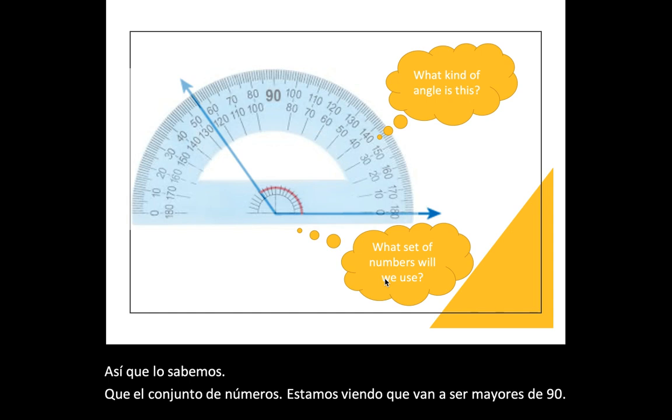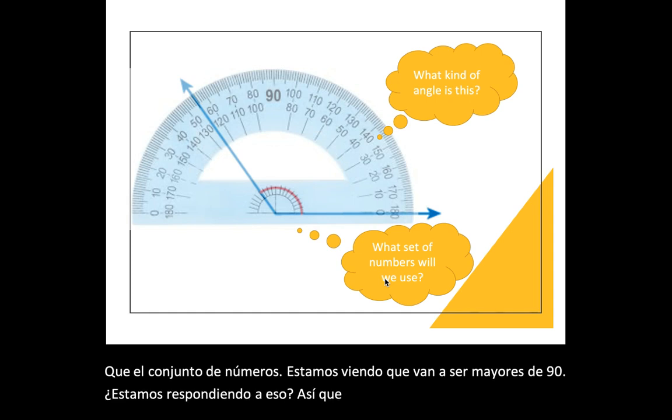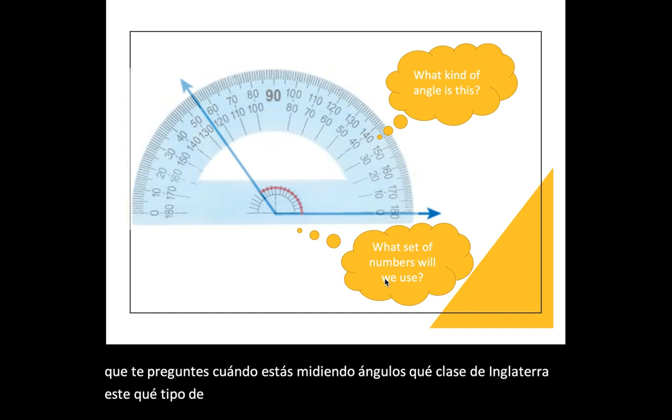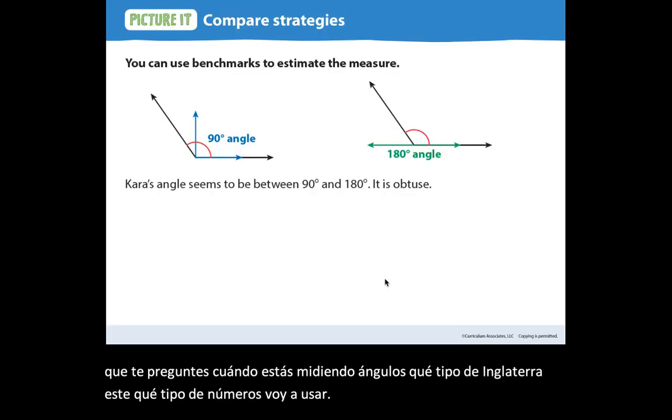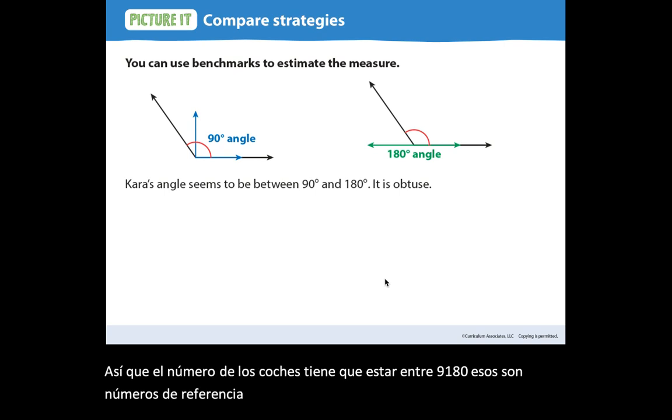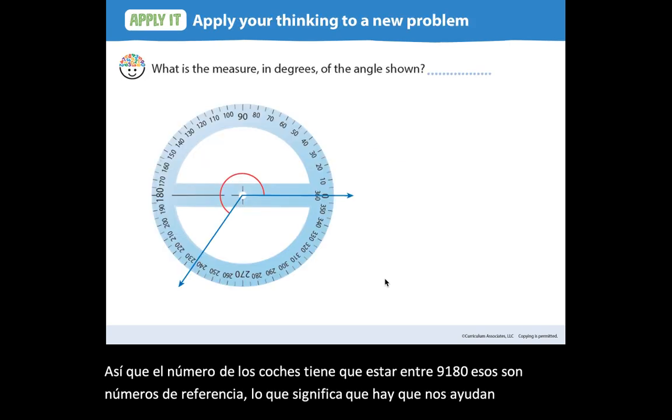Oh, we just answered that. So these are the two questions I want you to ask yourself when you are measuring angles. What kind of angle is this? So what set of numbers will I use? So Kara's number has to be between 90 and 180. Those are benchmark numbers, meaning they're ones that help us decide where something falls in between.